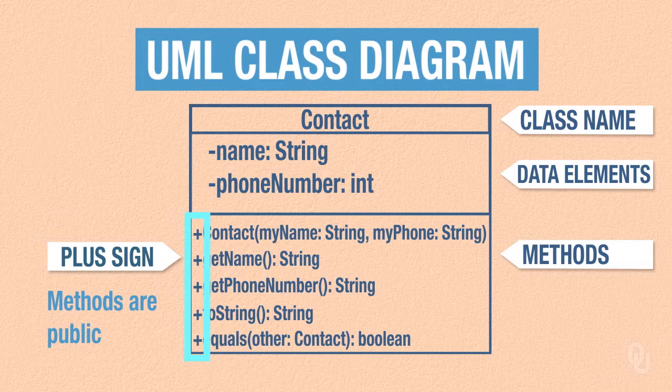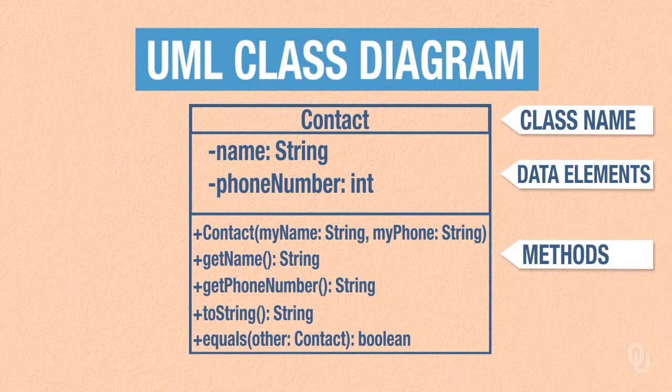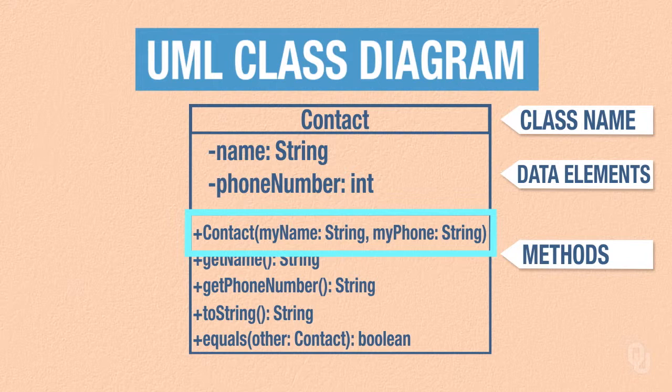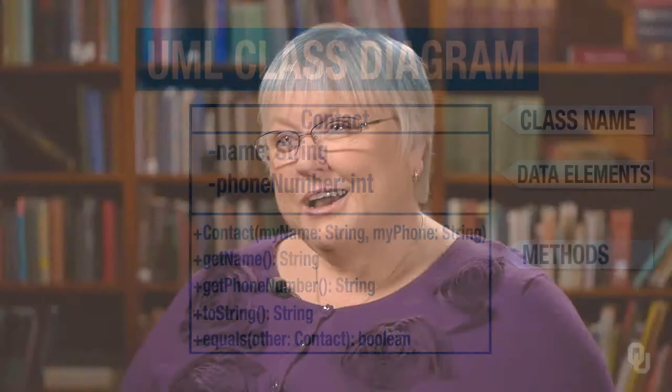This means that people who use our class will be permitted to use these methods even though they're not permitted to directly access your data because it was private. I've also included a constructor in the lowest box. Now, to be honest, this isn't really standard UML, but I found that my students tend to forget to write constructors if we don't include them in the UML design.